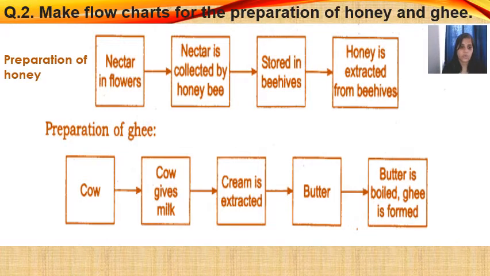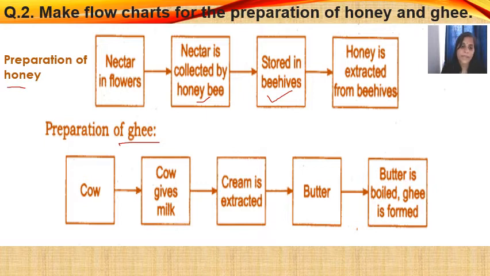Question number 2. Make flow charts for the preparation of honey and ghee. The two preparations I have asked about are honey and ghee. How is honey prepared and how is ghee prepared? Very easy for us. Nectar in flowers, and that nectar is collected by whom? By honeybees. Then it is stored in beehives, and honey is extracted from the beehives.